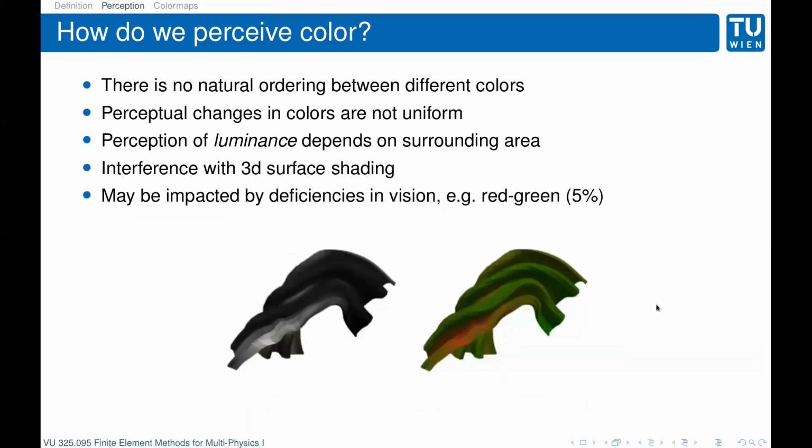Another problem with color perception is that often colors interfere with the shading of 3D surfaces that is usually applied to reflect the lighting of a 3D structure. So this interferes. And what you also should think about with color perception is that some people might have deficiencies in vision. For example, they can't distinguish between red and green. So make sure your color representations are also useful for everyone.